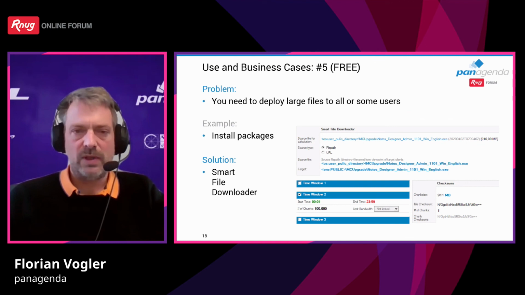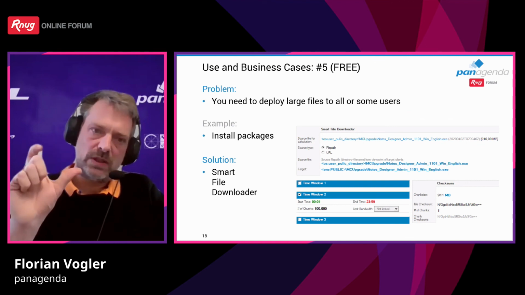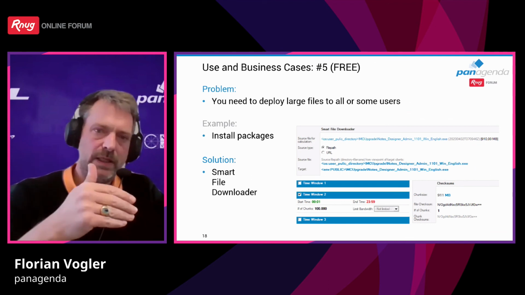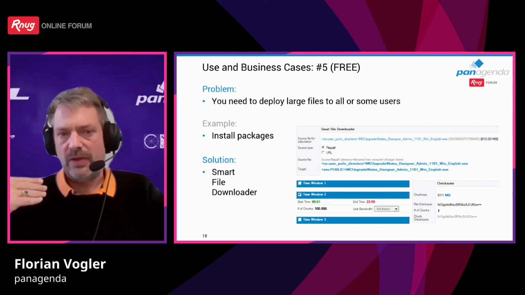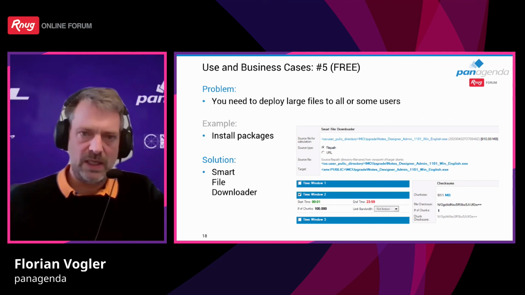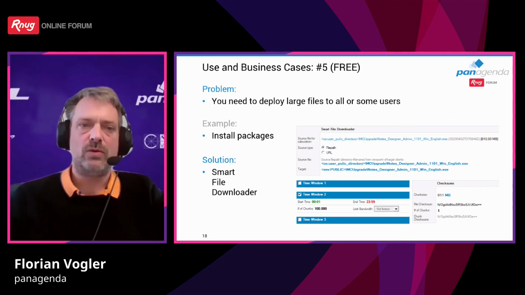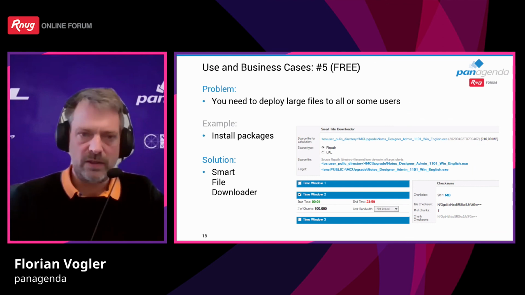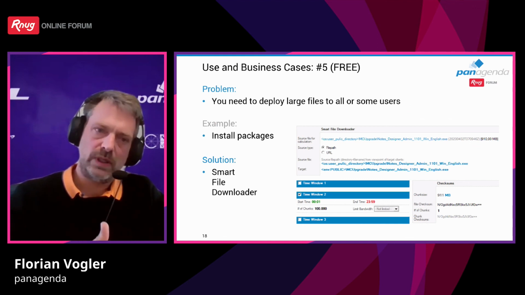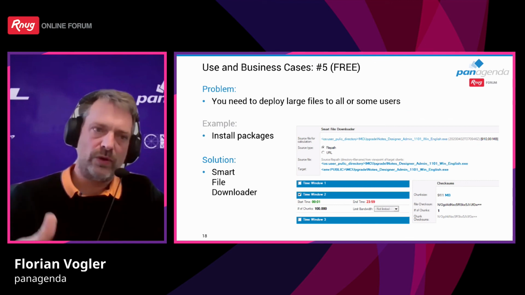Now, the Smart File Downloader comes with various handy configuration options where you can say between certain time windows, like between midnight and 7 a.m. in the morning, they can download as fast as possible. And then between 7 a.m. and 6 p.m. in the afternoon, you can throttle the download and you can say it should only download a certain number of subsets of that large file. So in essence, you make sure that all your end users can continue to work whilst downloading this file over time.